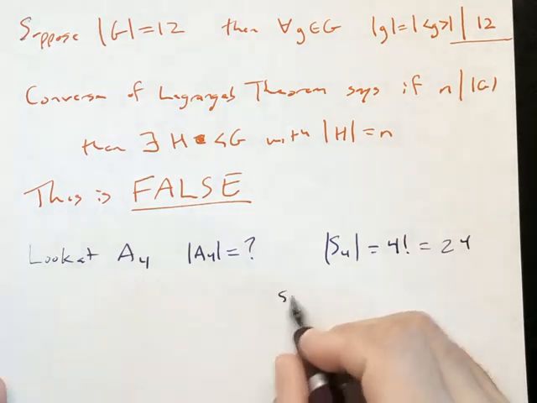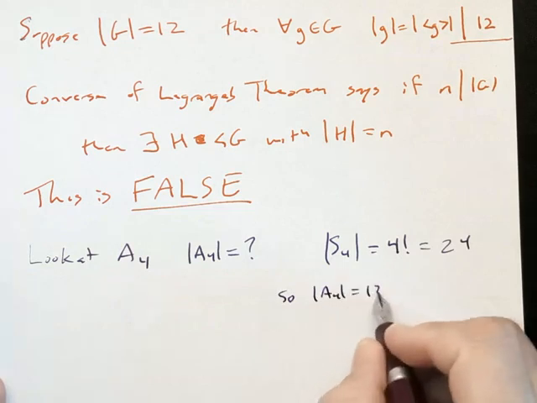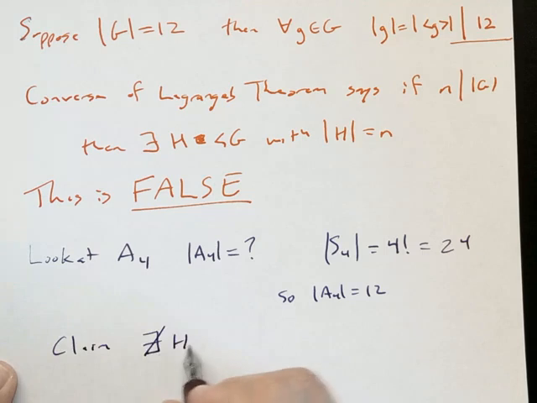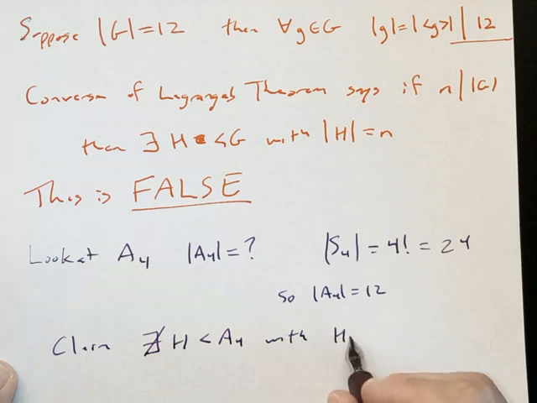Aha. I didn't pull 12 out of thin air at the beginning. I picked 12 because it's going to be the small example I can make work. Here's the deal. I claim A4 does not have any subgroup of size 6. Period.